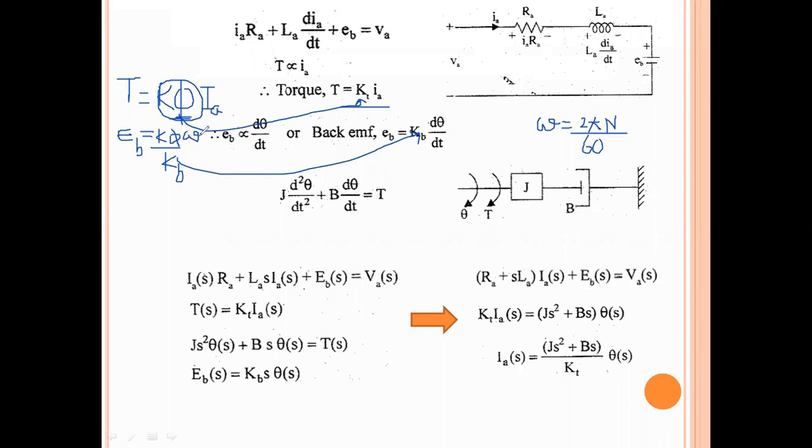So this back EMF equation is the conventional equation. So this conventional equation is written like this. However, we can also write this equation by using Faraday's second law. With the help of Faraday's second law also, we can write this equation. So torque can be written like this, EB can be written like this. So all these three equations, first, second, and third, are electrical equations only.